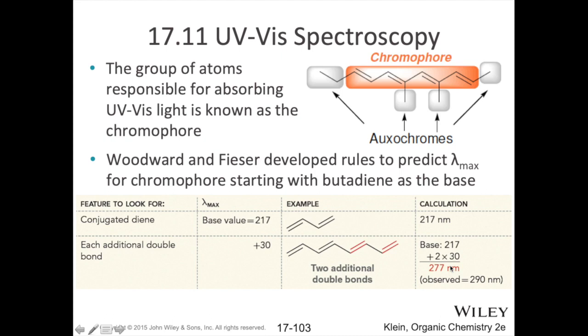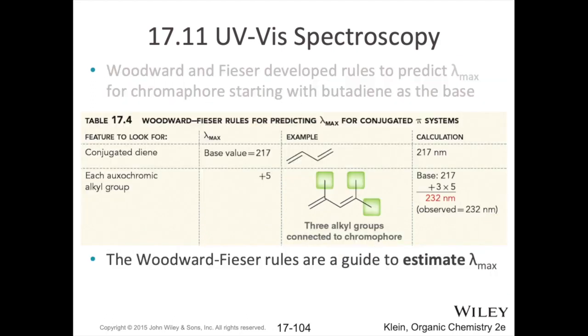This is kind of like how we would estimate what our ppms, our chemical shifts for our NMR peaks might be, based on what's attached to your methyl group or your methylene carbon and so on. So it's a very similar process to predicting our lambda max.